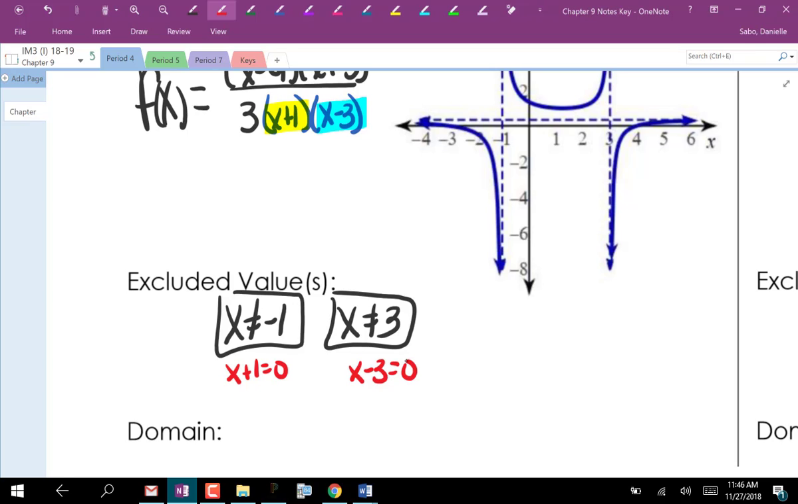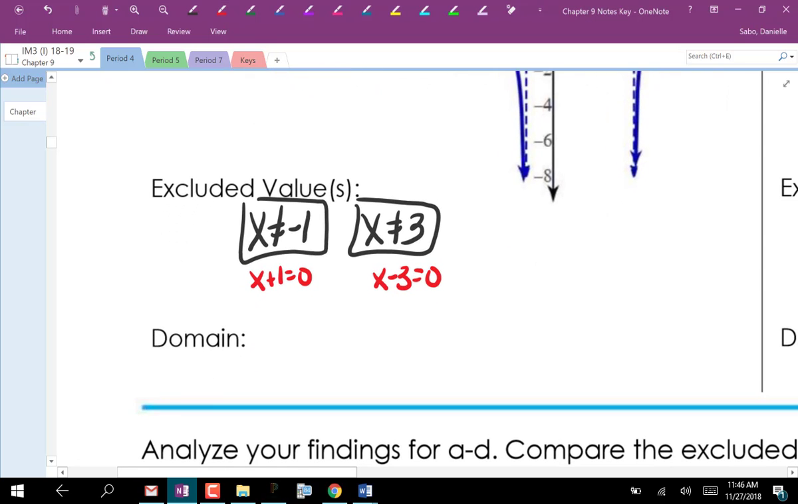Okay, the domain is really easy again. You have to just go left to right on the number line. So I'm actually going to write that in. Left to right. On the number line, would -1 come before 3 or would 3 come before -1? Good. So we're going to go in the order on the number line. So here we go. -infinity to -1. -1 to the next excluded value.